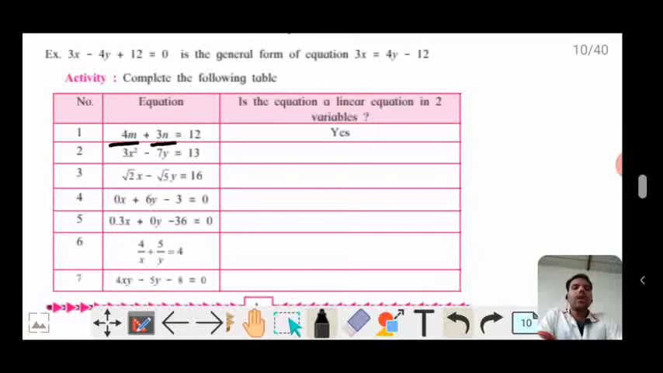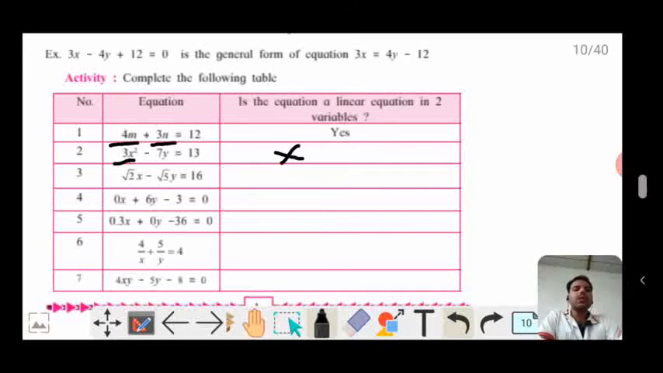Likewise, we see the next example. In the second example, the first term has the variable 3x square. In this the power of the variable is 2, that is, the degree is 2. So we can say this is not a linear equation in two variables. We make a cross here to show this equation is not a linear equation in two variables.